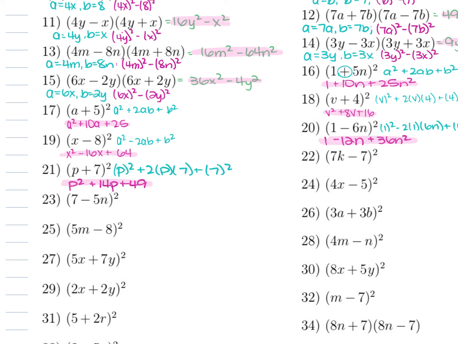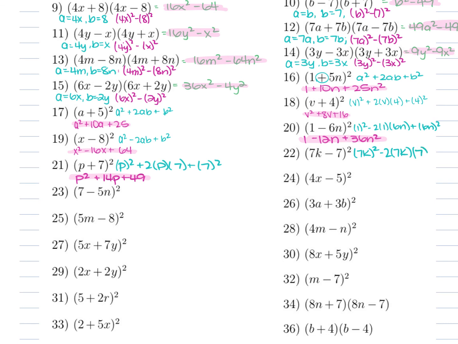For 22, we have 7k minus 7 squared. So this one we're going to do 7k to the second power minus 2 times 7k times 7 plus 7 squared. So that's going to give us 49k squared minus 98k plus 49.